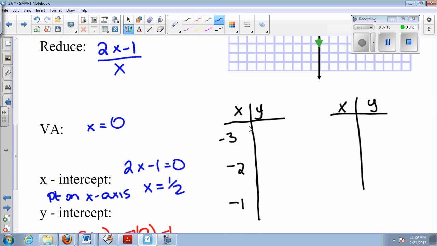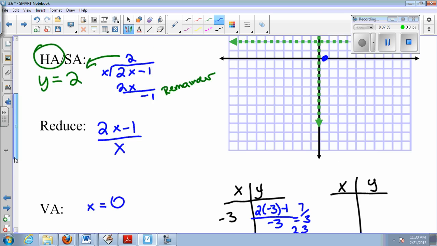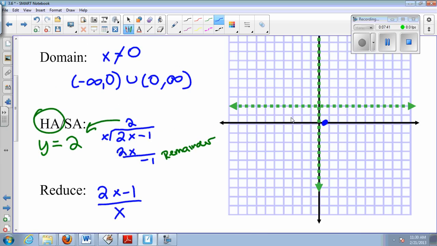So for -3, it goes 2 times -3, minus 1 over -3. It will be -6 minus 1, -7 divided by -3. That's 7/3, which is roughly 2.3. So we get a point, -3, 2.3.